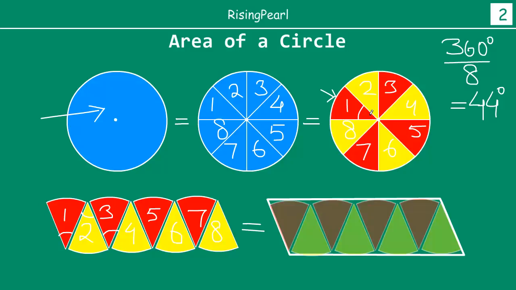So if I divide into, for example, 10 pieces, then my angle would be 360 divided by 10, and each angle will now be 36 degrees. So it will not be as wide, it will be a little bit less slanted. So you can see the more pies that you create, the more this angle becomes smaller and smaller, because this is the angle for one of the pies. So it will eventually look like a rectangle.